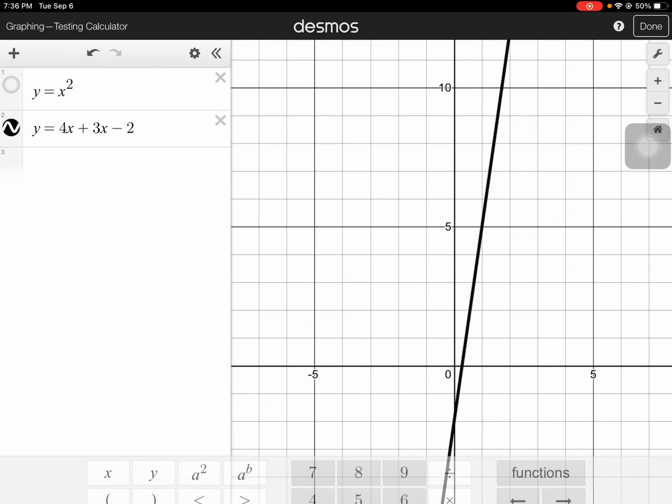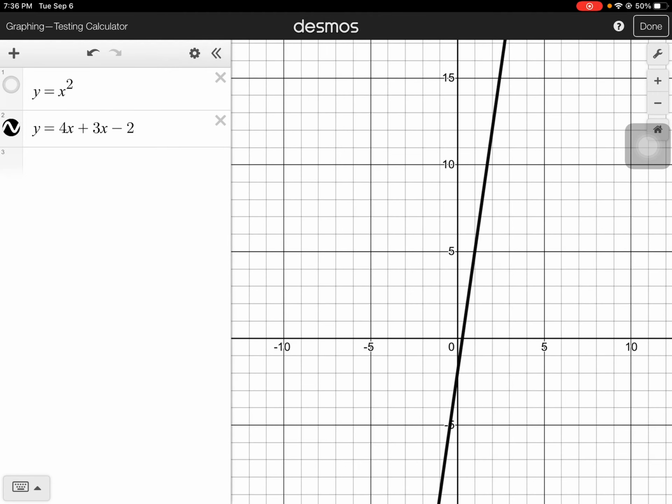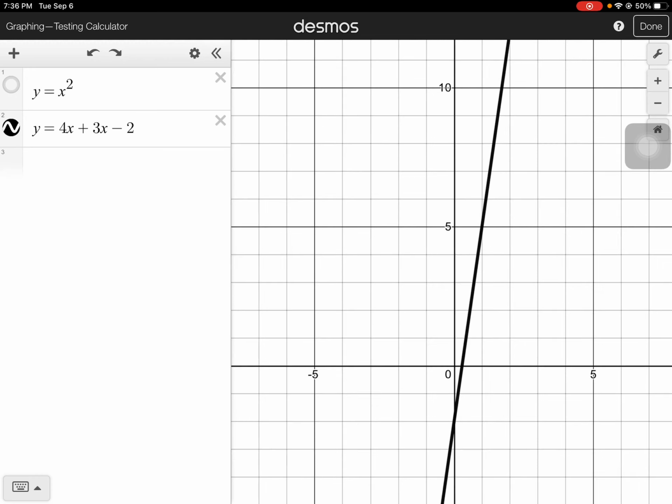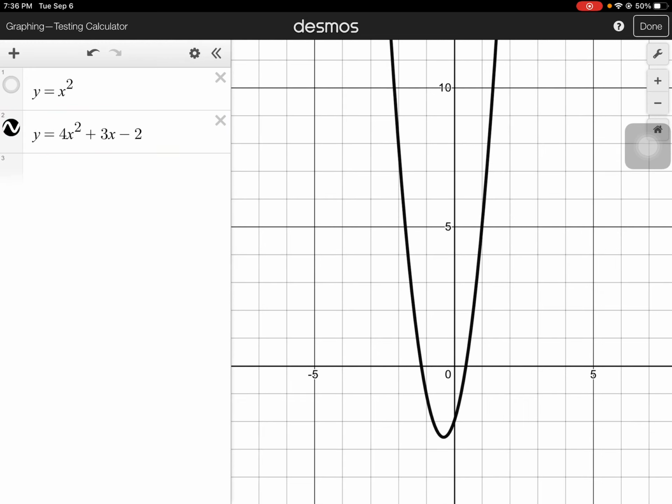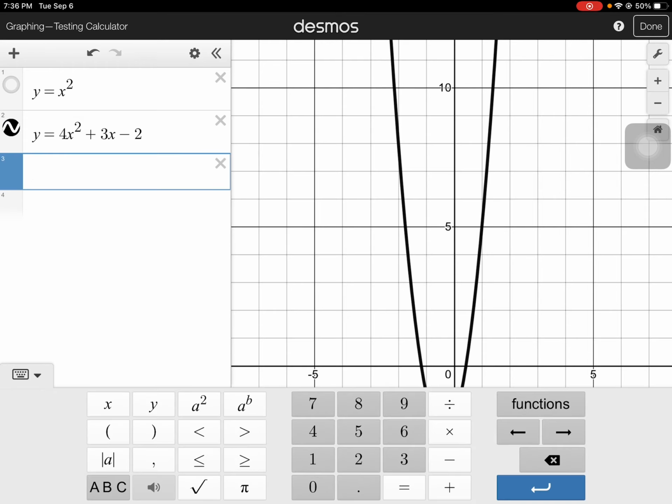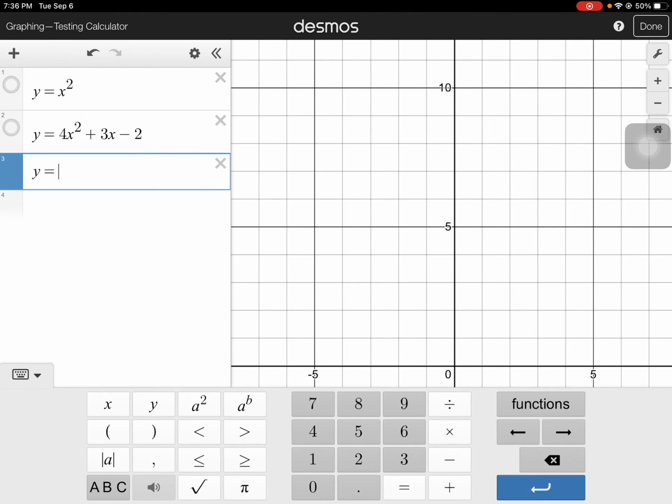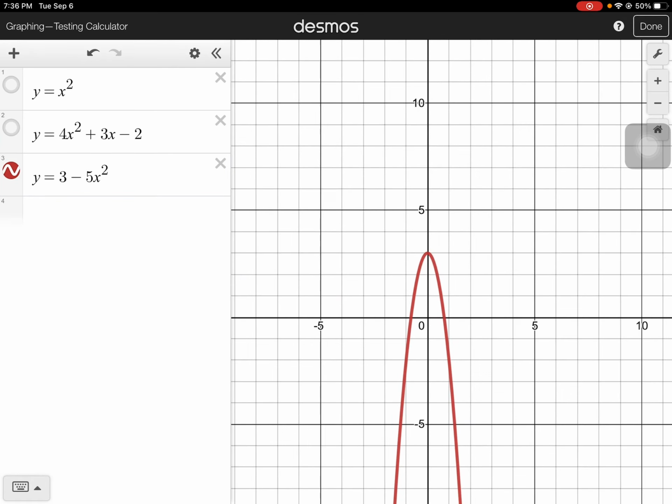Well, now it's just a line again, because we got rid of that squared, we got rid of that exponent of a 2, so now this is just a first degree function, which makes it a line. So that exponent of a 2 is necessary in order for this to be a quadratic. And then I can go ahead and create some that are face down, like 3 minus 5x squared, for example. This will open upside down. It's still a quadratic, but it's opening downwards.